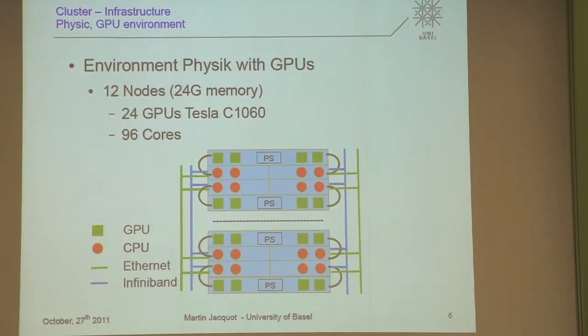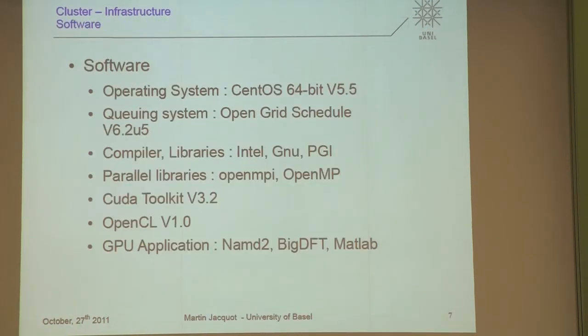For the software, we decided that every node has to have the same configuration. We want not to make any difference between GPU and non-GPU cores because we wanted to mix the software and everything. For the operating system, we are now on CentOS 64-bit 5.5. For the queuing system, we now use the OpenGrid scheduler, the latest version.